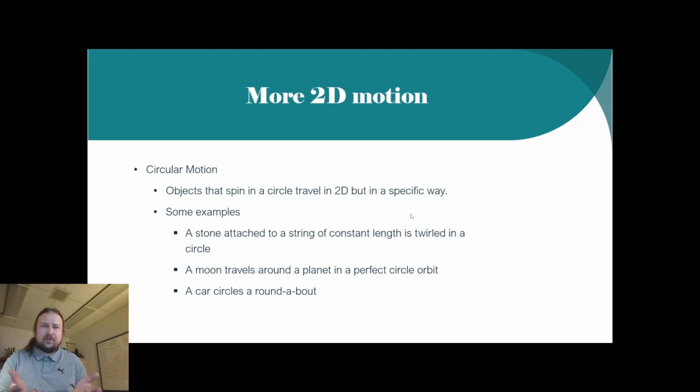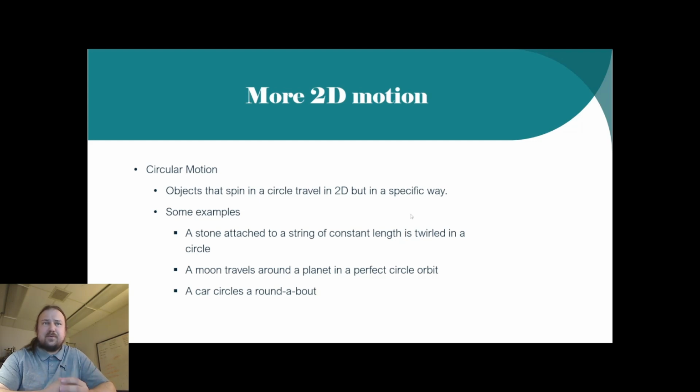One of them is circular motion. Anything that completes circles in a path is traveling in 2 dimensions, but it's doing it in a very specific way. Okay, it has to be a nice uniform circle that it's traveling around, and it usually travels with a constant speed as it travels around that circle.